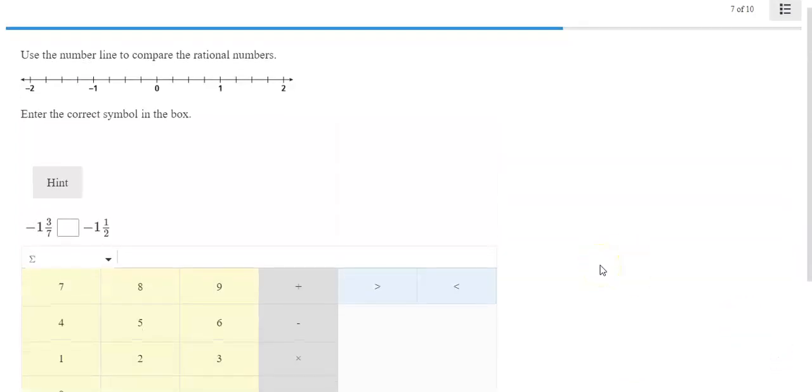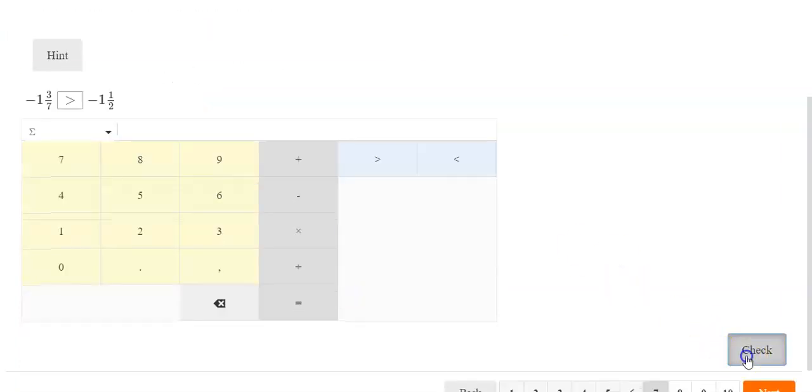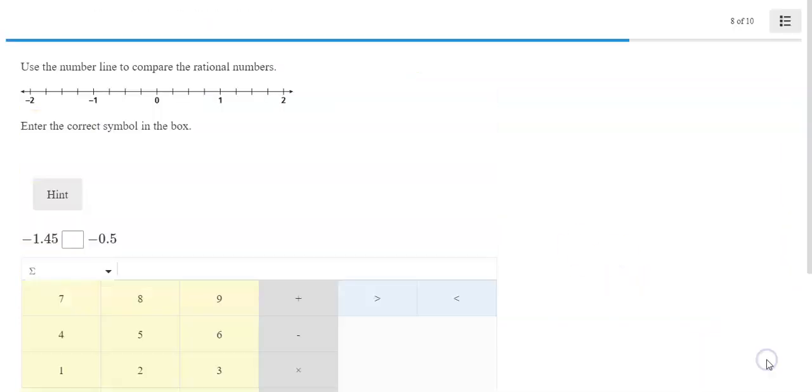We're going to use the number line to compare these ones. So I have negative 3/7 and negative 1 1/2. If I look at my 3/7, I know 3 is less than half. So this one's going to be closer to 0, making it greater than. Use the number line to compare if you need to. So I have negative 1.45. Negative 1 is here. Negative 0.5 is here. So this guy is farther on the left-hand side, making it less than.